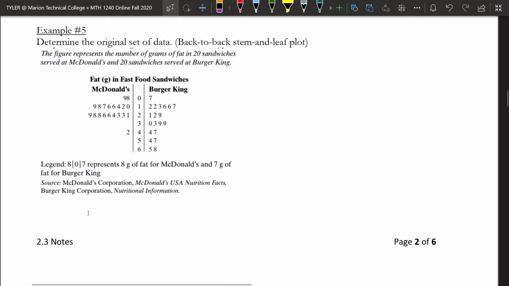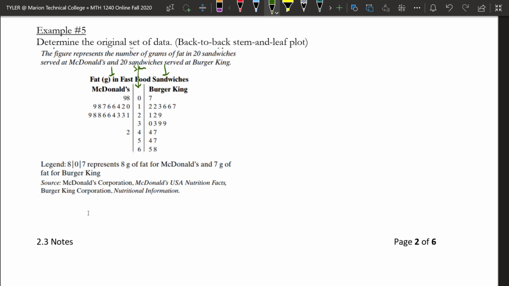So then, now what I would like to do is look at example 5, which is just an example of what we call a back-to-back stem and leaf plot. What you'll notice is the stem here is in the center, and then we have leaves on either side, and each side represents something else, right? It's a way for us to compare two different things. So here we're comparing McDonald's with Burger King.